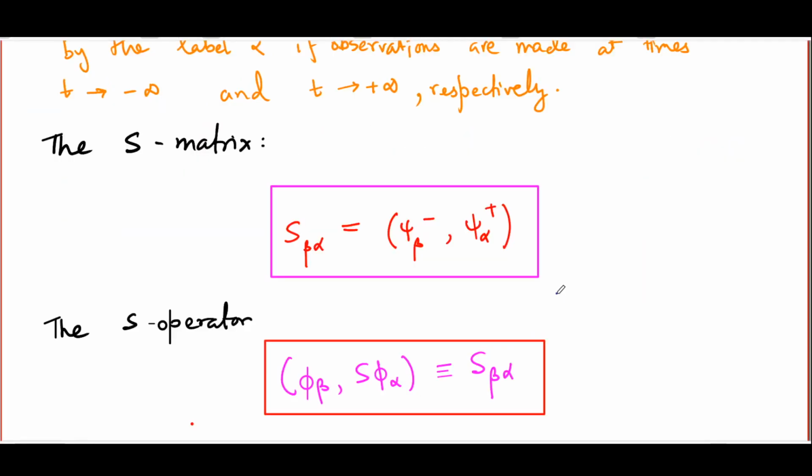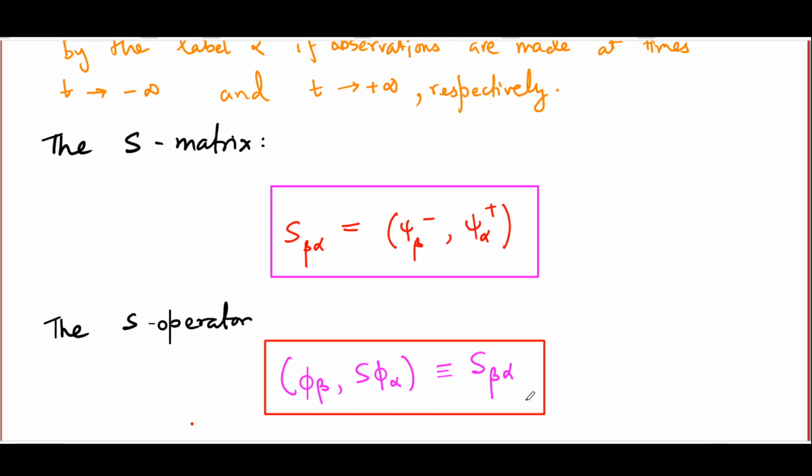A related and very important concept is that of the S operator. The S operator is an operator whose matrix elements between free particle states phi beta and phi alpha are the same as S beta alpha. Note that these states here, phi beta and phi alpha, are free particle states. Particles whose labels are the same as those of our in and out states, but these are particles which do not interact among each other.